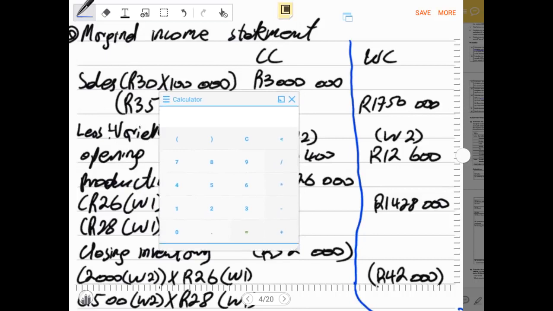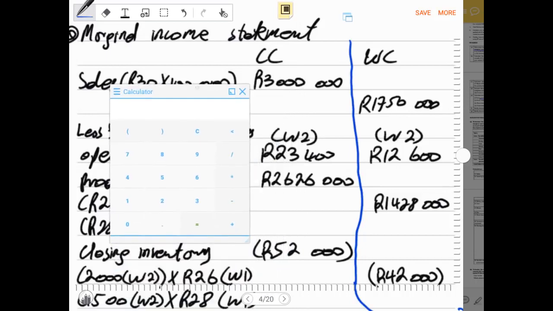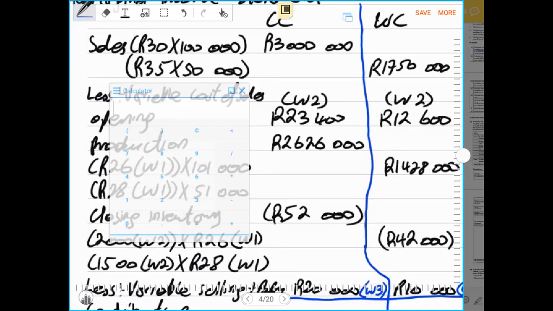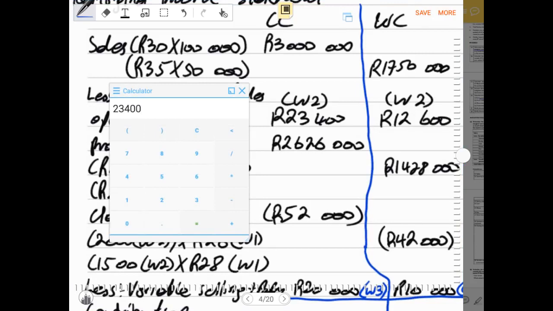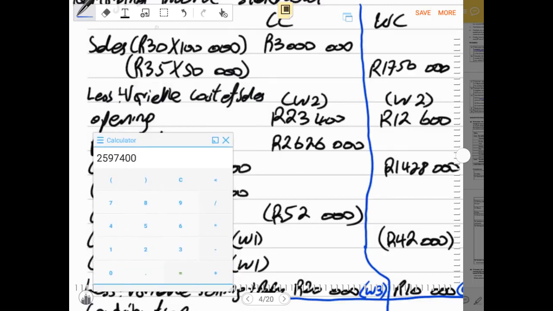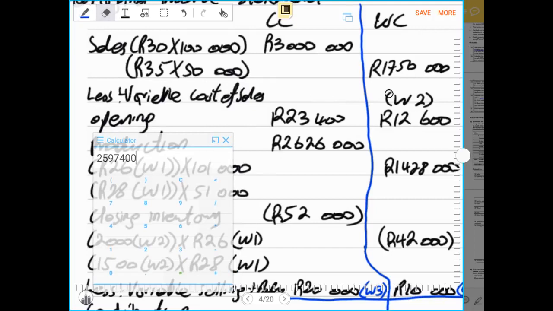So now my calculations will be the opening of 23,400 plus production of 2,626,000 minus my closing of 52,000 rands, which I get 2,597,400. I get the cost there.